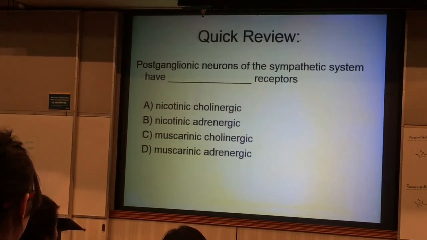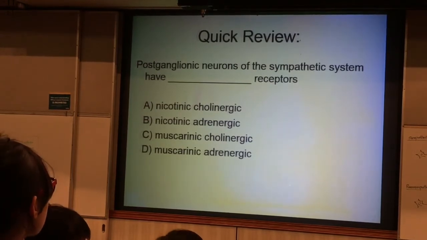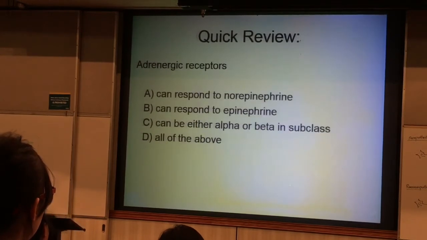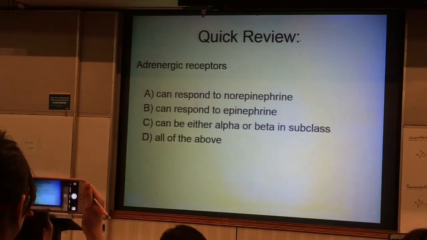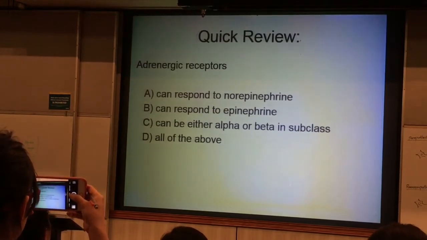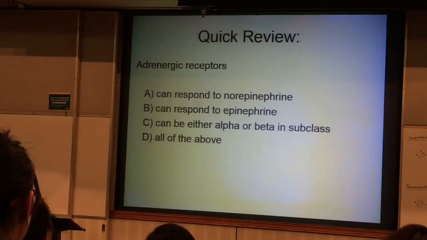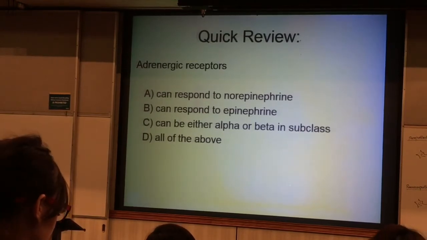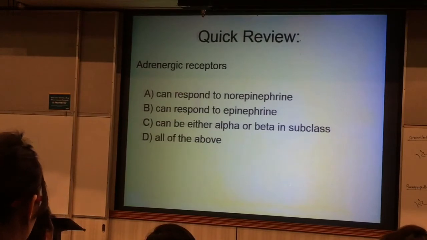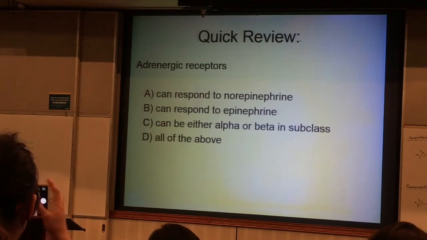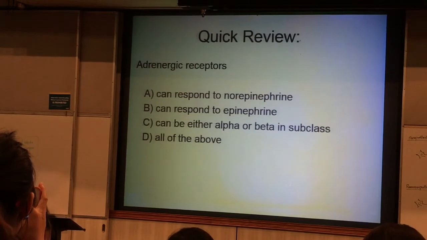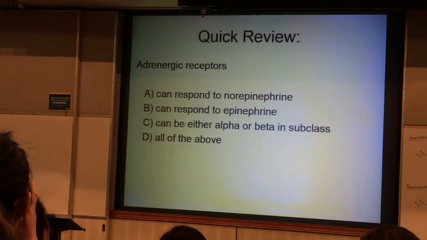Does that make sense? Again, whatever I ask you here, knowing this image is what's going to get you there. Adrenergic receptors. Letters? Or D, all of the above. Can respond to norepinephrine? Yes, they can. Can respond to epinephrine? Yes, they can. Can be either alpha or beta. In subclass, yes, that's true. So it's D, all of the above. Perfect. All right, let's go ahead and move to muscle.